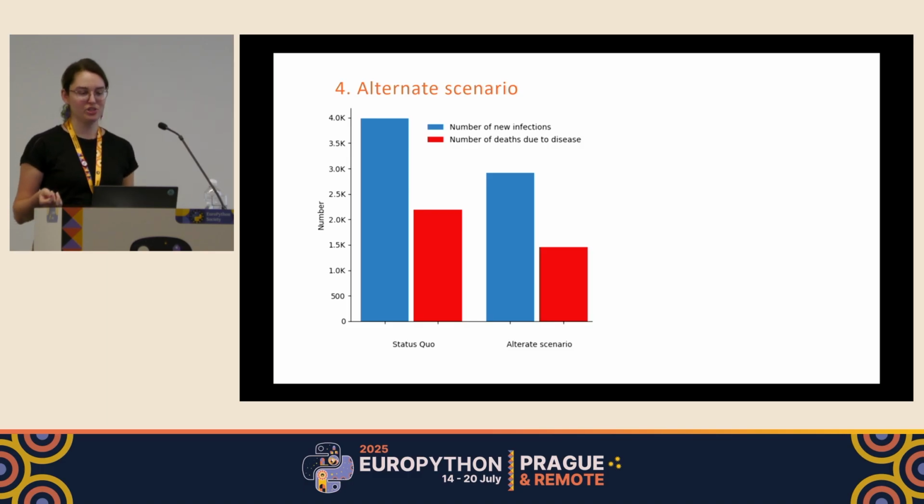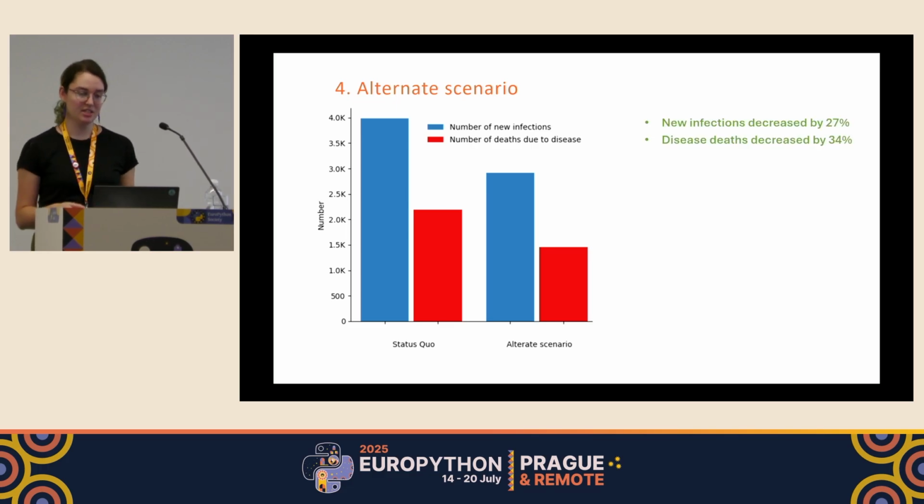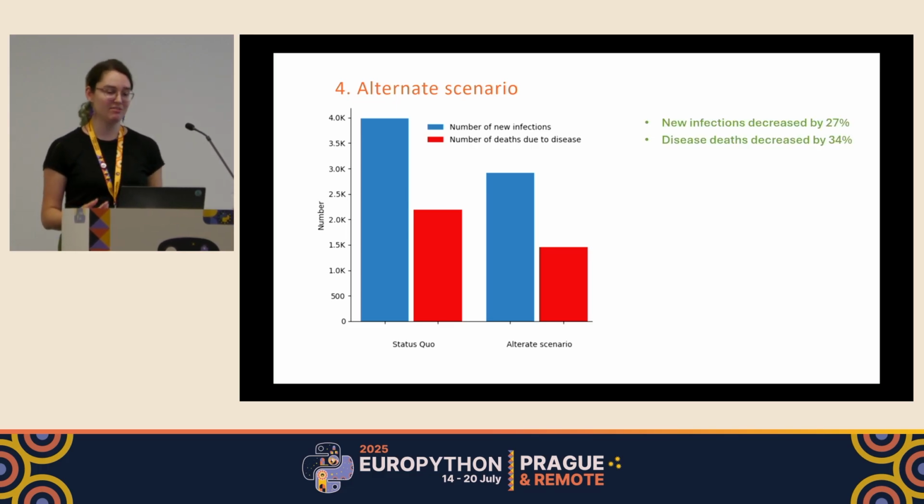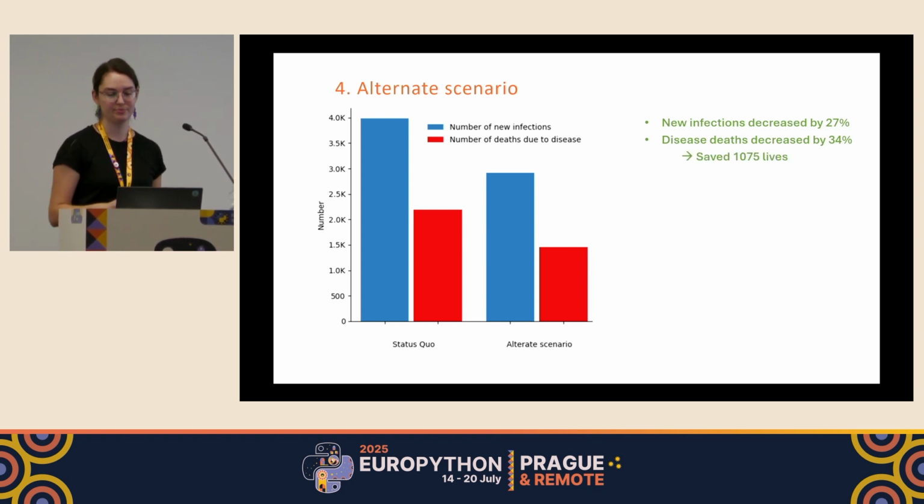And I also wanted to look at the number of new infections and number of deaths due to the disease. So on the left, we've got the status quo, and on the right, we've got our alternate scenario with the vaccine. And as you can see, both the new infections and number of deaths have decreased thanks to this vaccine. In particular, new infections decreased by 27%, and disease deaths decreased by 34%. This means that we saved 1,075 lives.